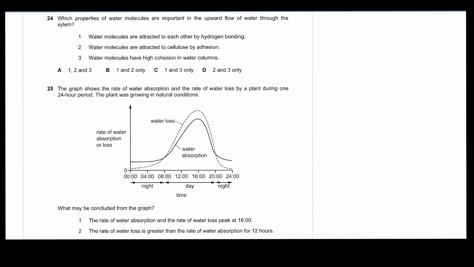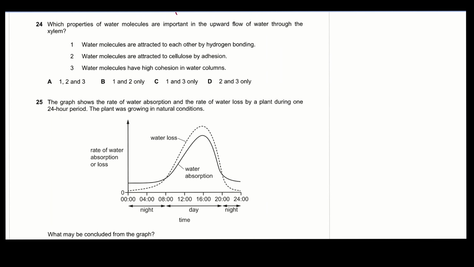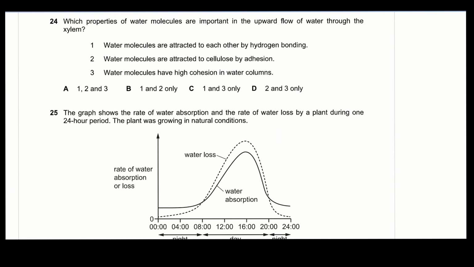24. Which properties of water molecules are important in the upward flow of water through the xylem? 1. Water molecules are attracted to each other by hydrogen bonding. This is correct, and this is called cohesion. 2. Water molecules are attracted to cellulose by adhesion. This is correct, due to the hydrophilic properties of cellulose. 3. Water molecules have a high cohesion in water columns. As we said, this is correct.